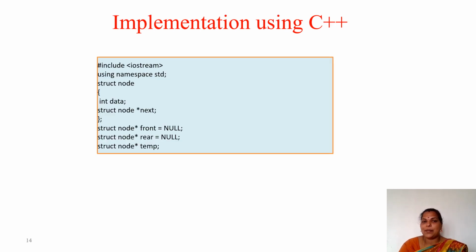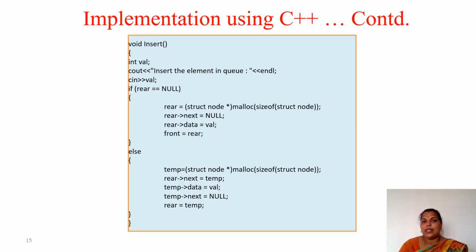Coming to the C++ implementation, here also whatever things are needed, we have to declare it and include all the header files. Then it is similar to that only, insert operation we are calling. Whatever condition we have checked there, the same thing only here also we are checking whether rear equal to null. If it is null, then we are creating a new node and we are assigning front equal to rear. It is the first node. Otherwise, else you are creating a new space for the new node.